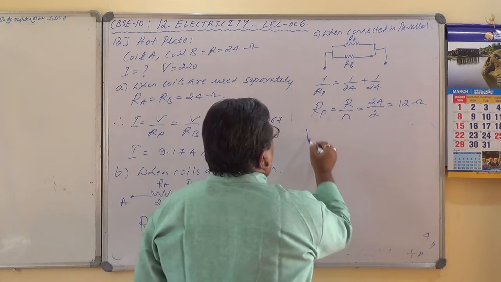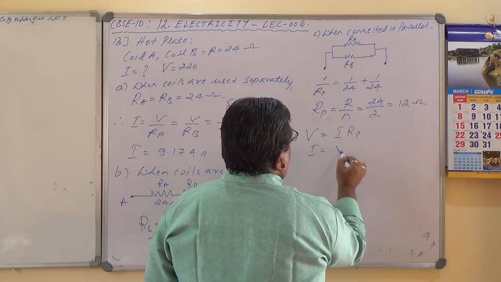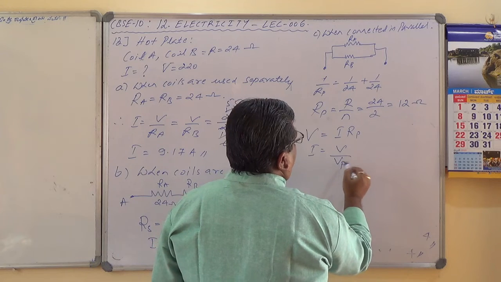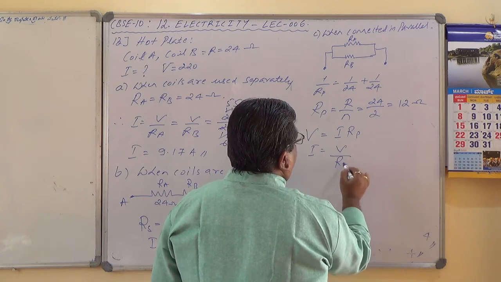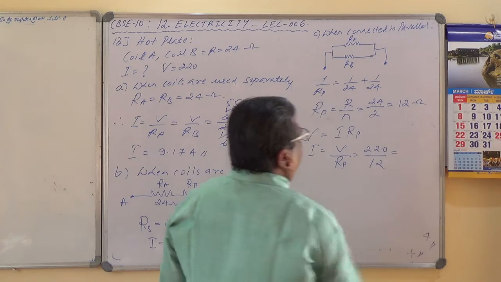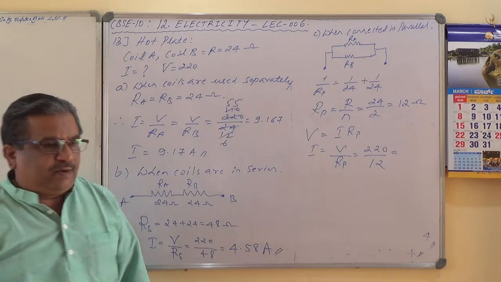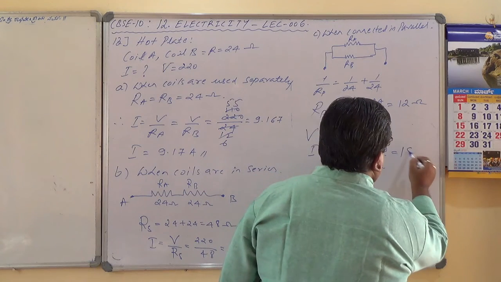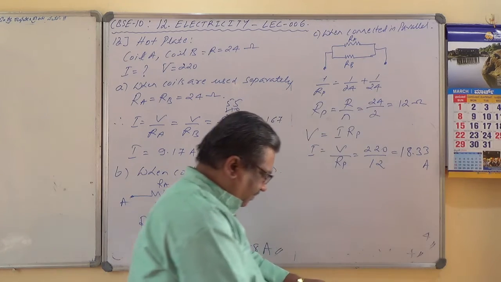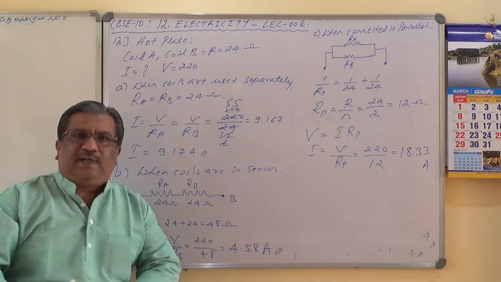So now by Ohm's law, V equals I into RP. I equals V by RP, which is 220 divided by 12, which works out to be about 18.33 amps. I am working it out in order to save the time here. 18.33 amps is the correct answer. Let us go to the next question.